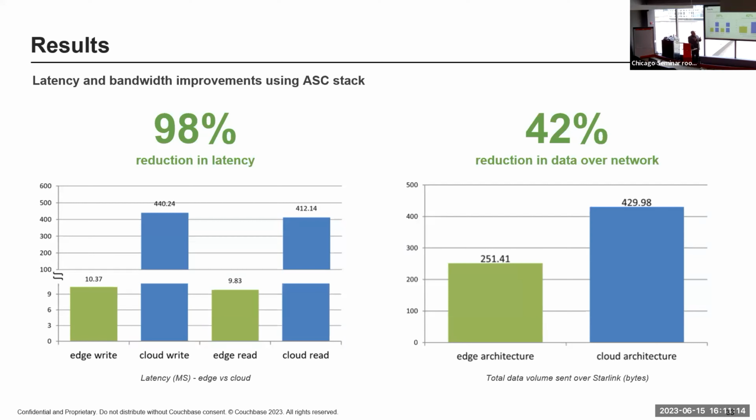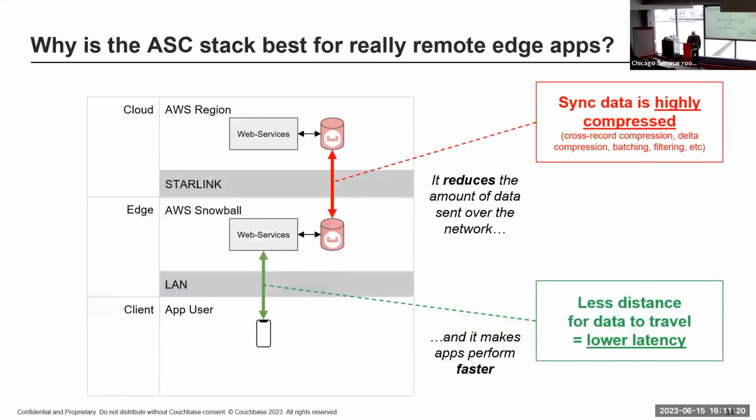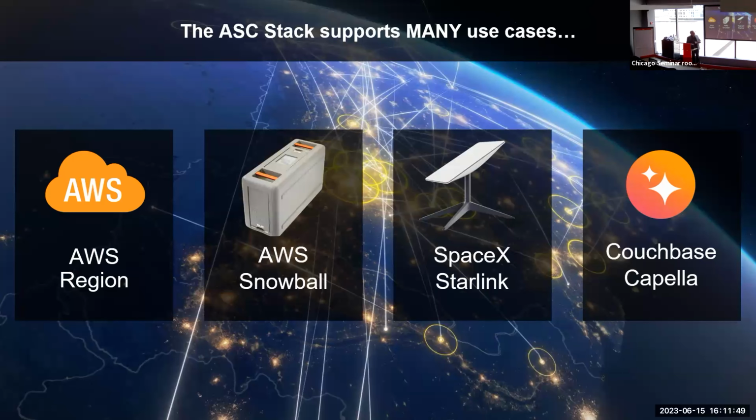So why do we see these numbers on the ASC stack? Because the stack reduces the amount of data sent over the network, due to the fact that sync data is highly compressed and brings with it all of those other efficiencies I talked about: cross-record compression, delta compression, batching, etc. And the stack makes apps perform faster because of the local data processing, right? Simply put, there's less distance for the data to travel, and so we see much lower latency. So this stack, in similar topologies, we think can support a vast array of extremely remote edge computing use cases.